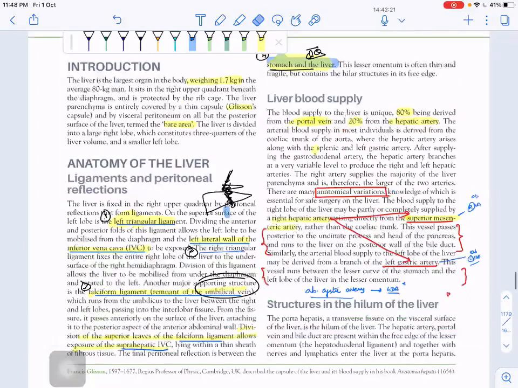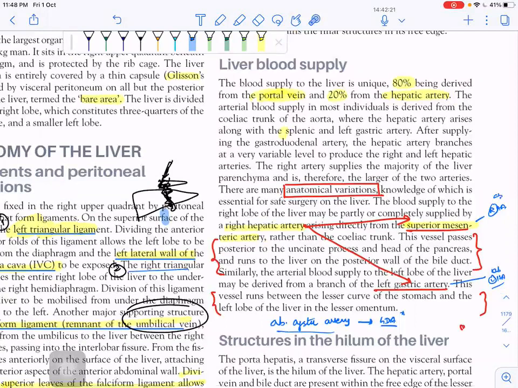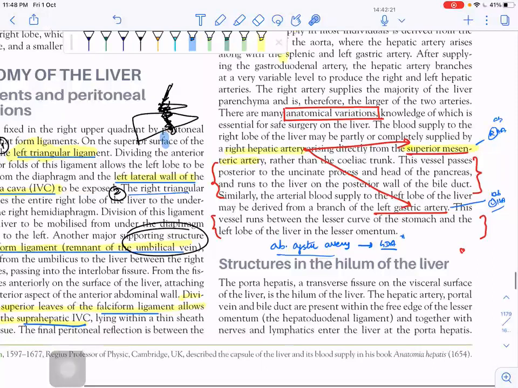Next we come to the liver blood supply. The blood supply of the liver is unique. It is 80% by the portal vein and 20% by the hepatic artery. So what is the most common anatomical variation? The anatomical variation you have to see is of the right hepatic artery. Actually you have to see the anatomical variation of the accessory.